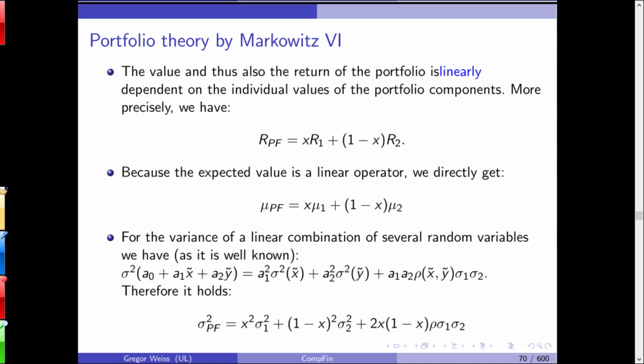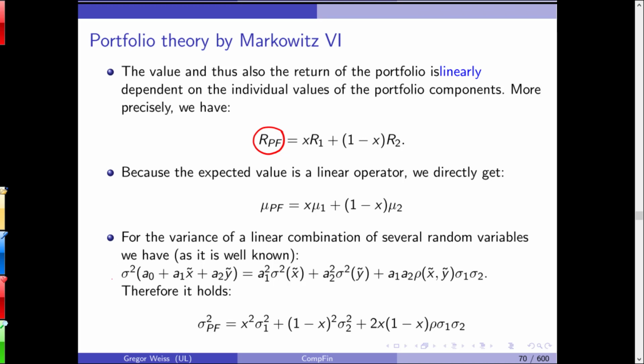And as you know, the value and thus also return of the portfolio is linearly dependent on the individual values. So we have the portfolio return equal to x times the return of stock 1 plus 1 minus x times the return of stock 2. The expected value then is x mu 1 plus 1 minus x mu 2.